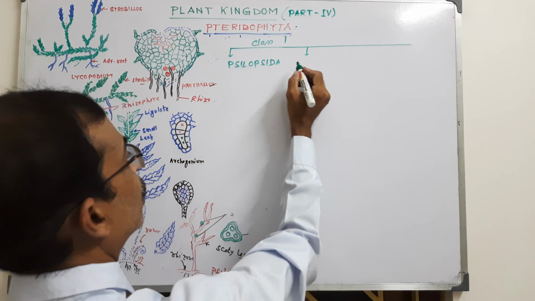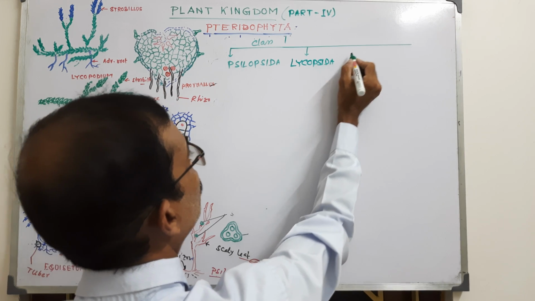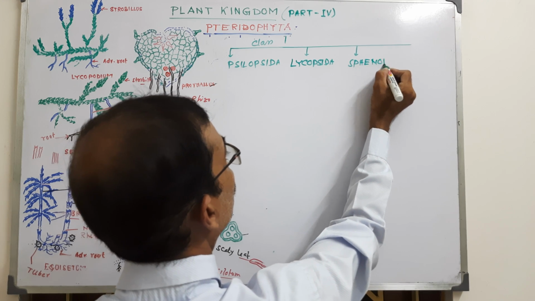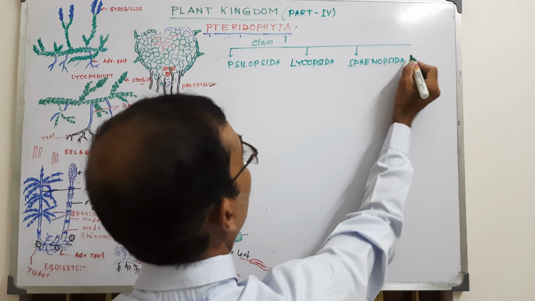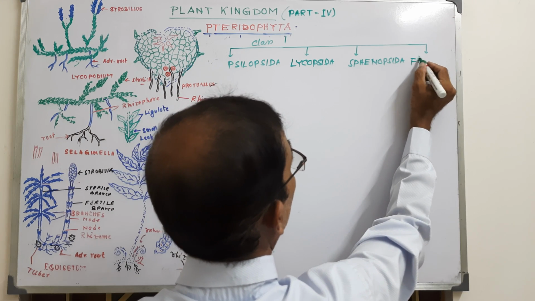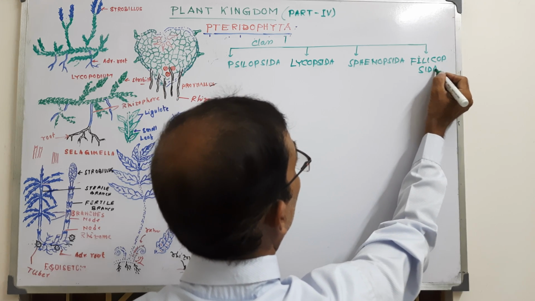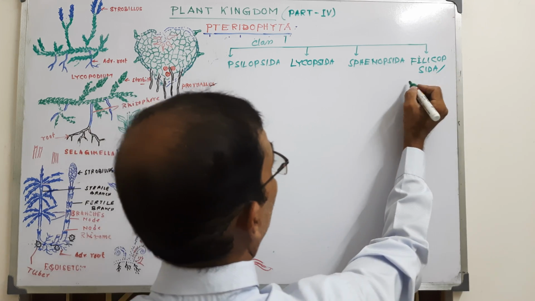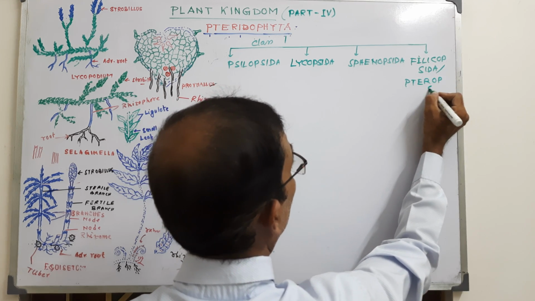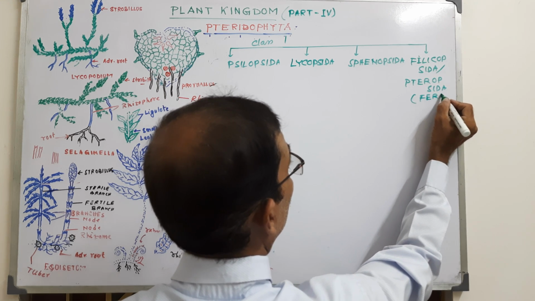Psilopsida. Next, Lycopsida, Sphenopsida, and last of all Filicopsida or Pteropsida, generally called ferns. Okay, ferns.